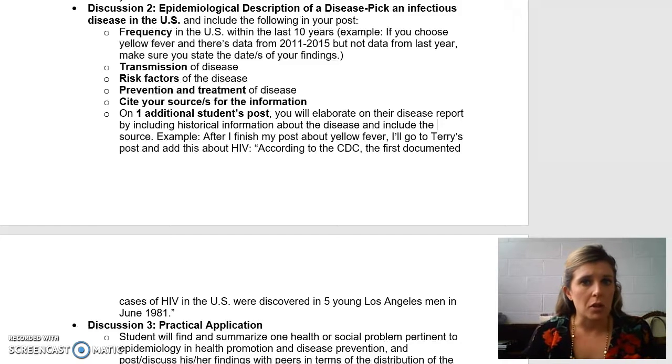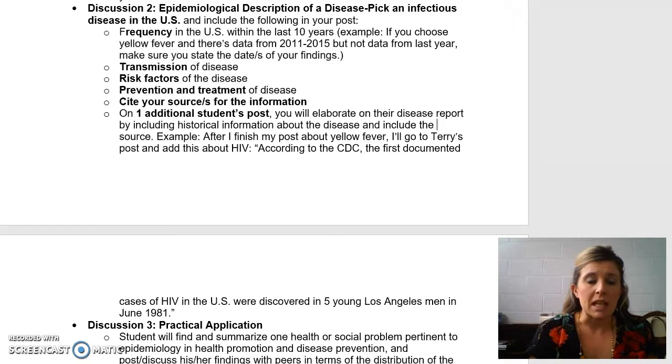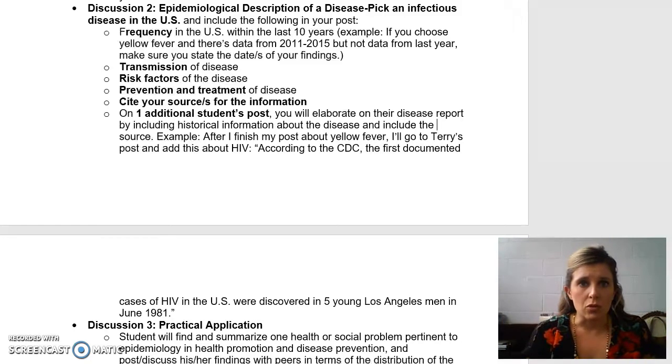You'll then also need to go over the treatment and also the prevention of the disease. What's being done to prevent this? Is it prevalent in the U.S.? Is it very rare? I then want you to cite your sources, make sure they are reliable sources such as the CDC.